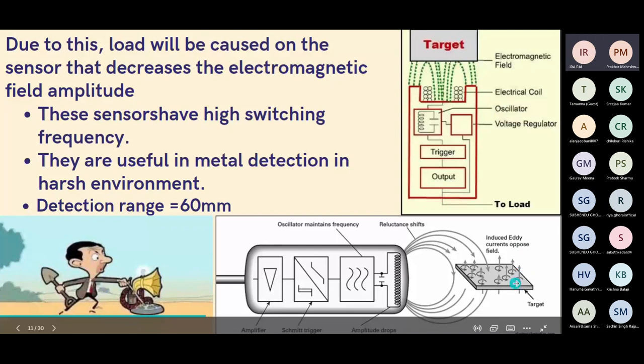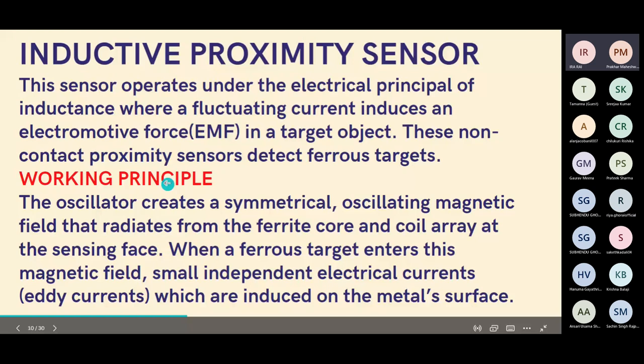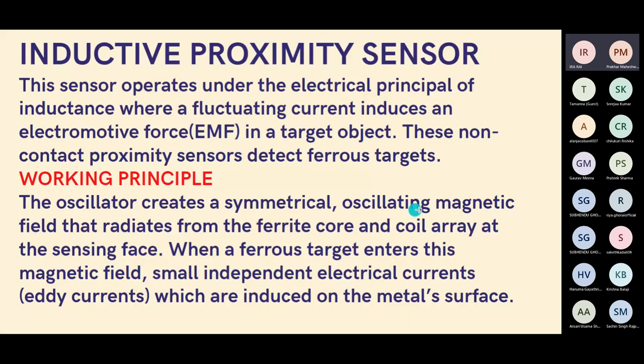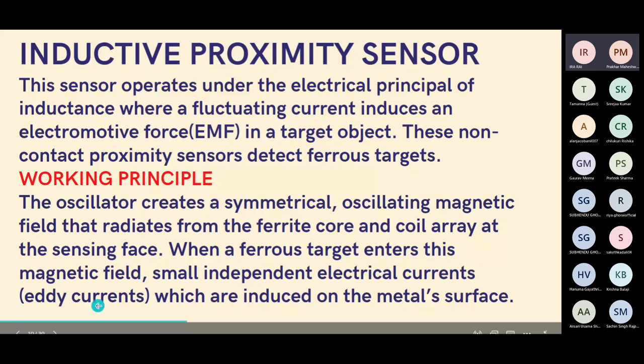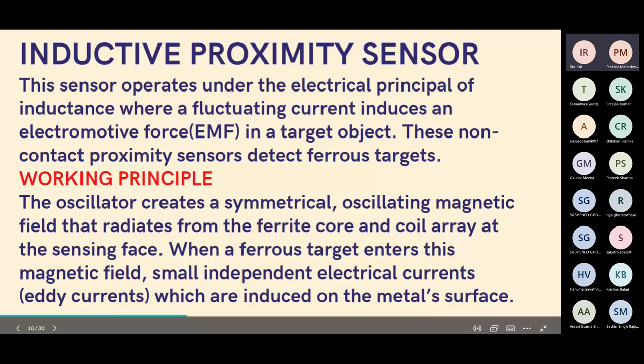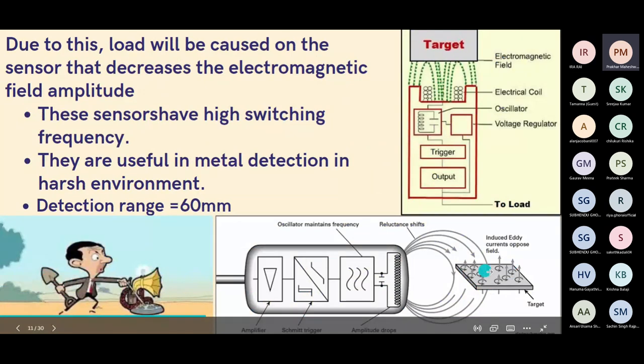Let's see here the working principle. The oscillator creates a symmetrical oscillating magnetic field that radiates from the ferrite core and coil array at the sensing surface. This type of sensor is limited to ferrous or metal targets, because only they can produce eddy currents. When a target enters the magnetic field, small independent electrical currents, which are eddy currents, are induced on the metal surface. When these eddy currents are produced, a magnetic field due to these currents is also induced, and this is opposite, in reverse of the incoming magnetic field.